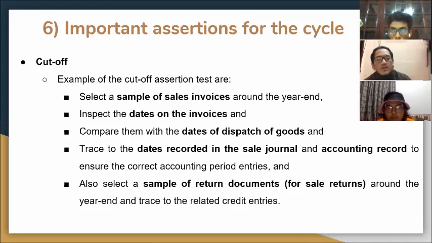Examples of the cut-off test are: select a sample of sales invoices around the year end, inspect the dates on the invoices and compare them with the dates of dispatch of goods, and trace to the dates recorded in the sales journal and accounting records to ensure the correct accounting period entries. Also select a sample of return documents for sales returns around the year end and trace to the related credit entries.